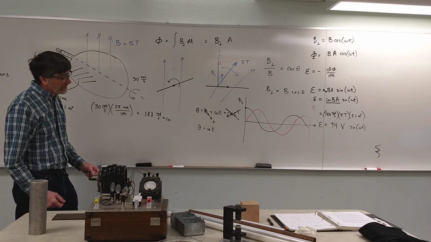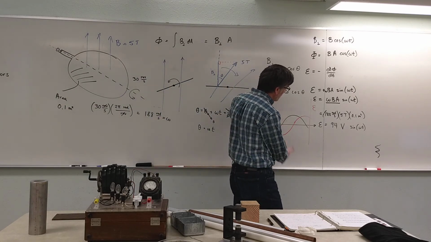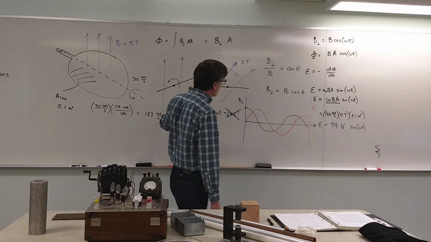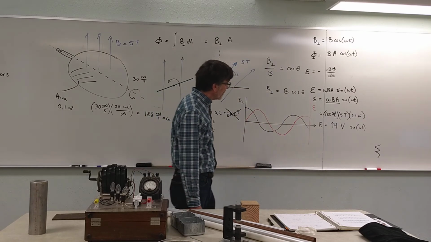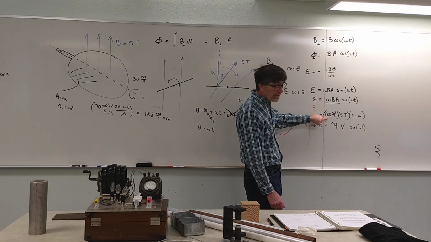So you can see if you're trying to get a larger signal out of this thing, a bigger voltage, what could you do? Well, you could make the magnetic field stronger. You could make the area of the loop bigger. Those are both going to be difficult to do. What's probably the easiest to do is just to spin it faster.